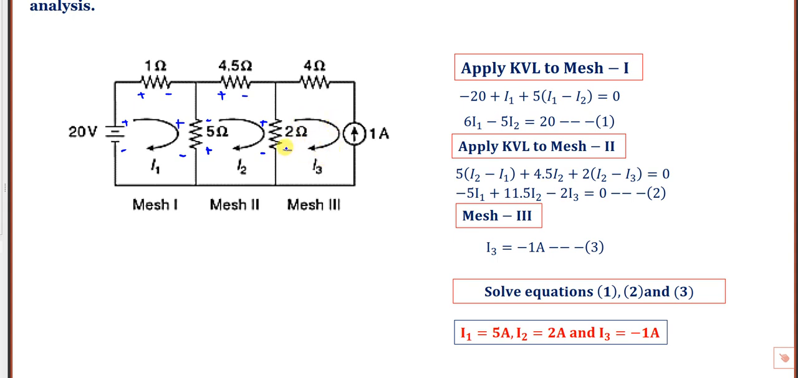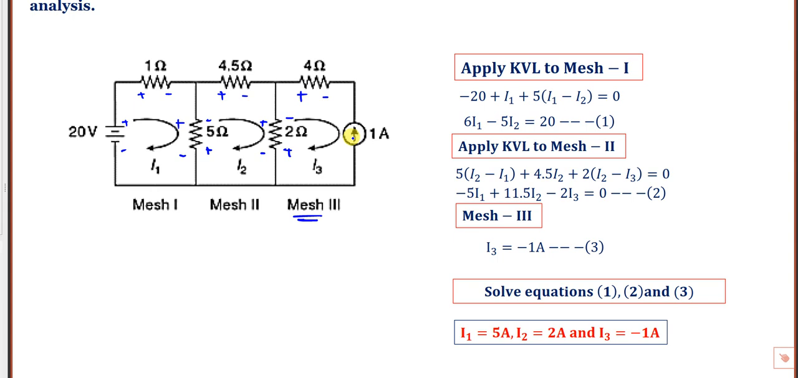I can apply voltage drop here because I into R, I know I into R. Here there is a current source. I cannot apply KVL for mesh 3. This is an important point. For mesh 3, we cannot apply KVL because there is a current source. I don't know what is the resistance here.